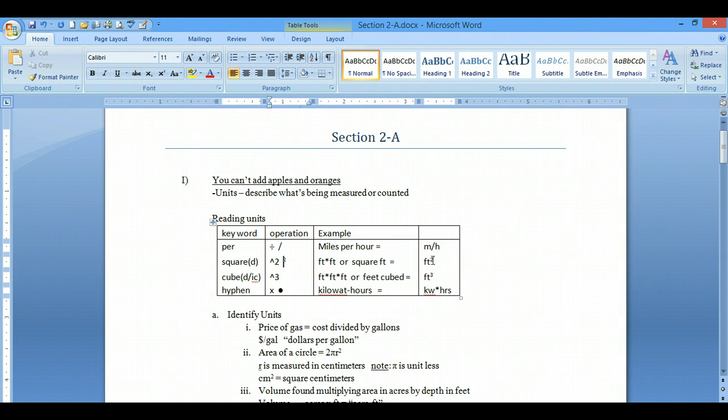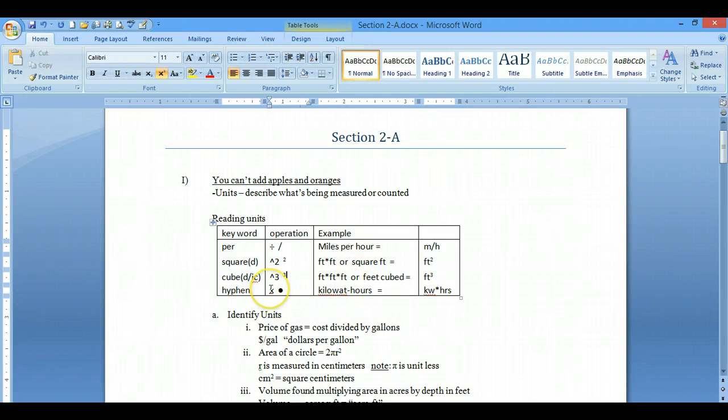Cube or cubic is being raised to the third power, and I can show this also by superscript to the third. This is when I have feet times feet times feet, or feet cubed, and can be written cubic feet or feet cubed. A hyphen means that I'm multiplying things.